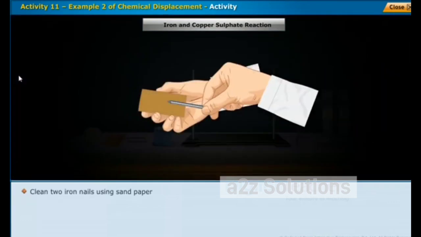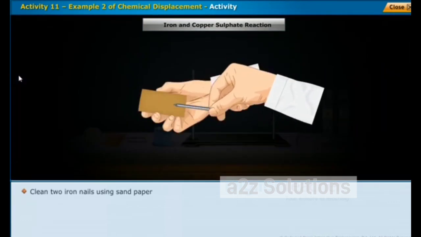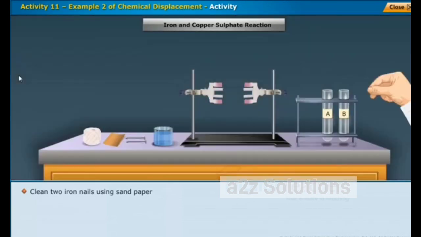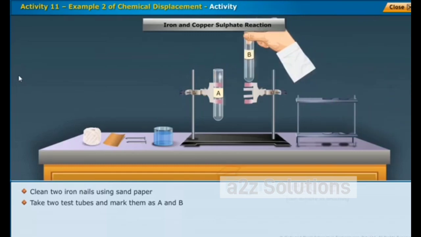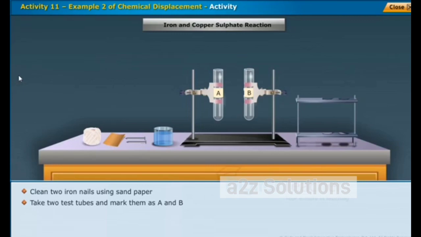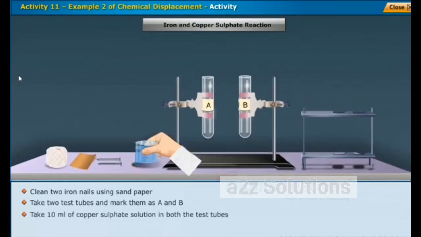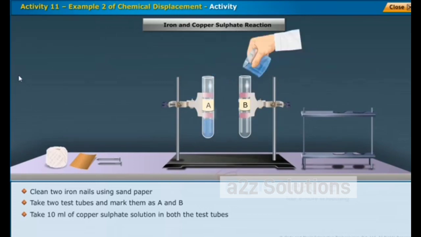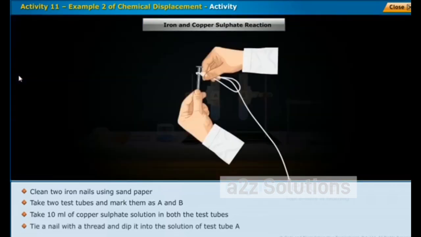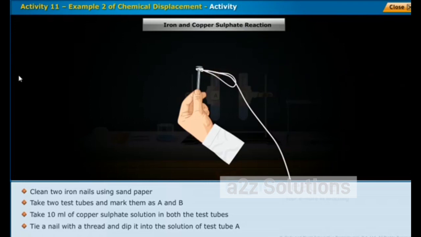Clean 2 iron nails using sandpaper. Take 2 test tubes and mark them as A and B. Take 10 ml of copper sulfate solution in both the test tubes. Tie a nail with a thread and dip it into the solution of test tube A.